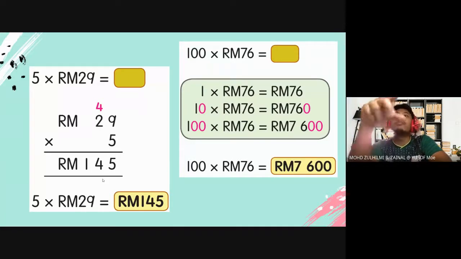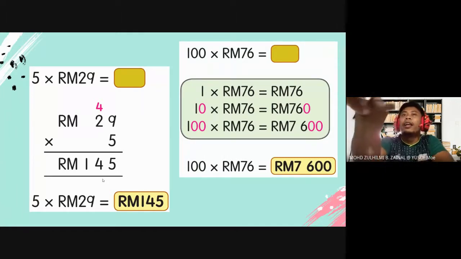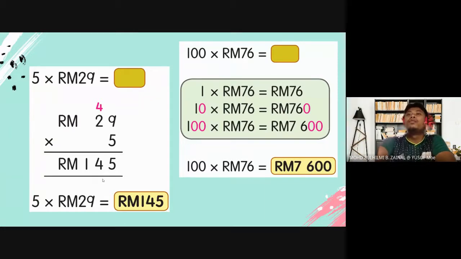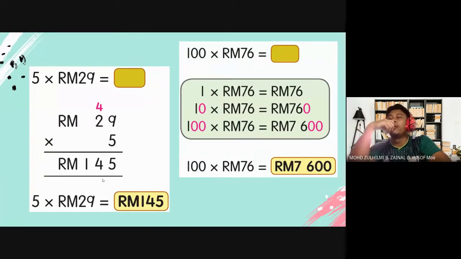If 10 times 76 ringgit, see the question, the method: from 10 you take the 0 and put it behind. You add 10 to 76 ringgit and it becomes 760. So if you have 10, you put the number 0 behind 76, then you will have the answer which is 760. That is only for 10.